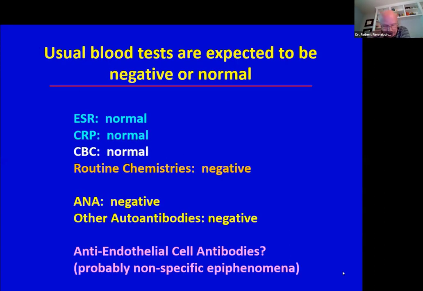Usual blood testing is not very helpful in the evaluation of Susac syndrome. There's usually no evidence of systemic inflammation because this is not a systemic inflammatory disease process. Accordingly, the SED rate, the CRP, and the CBC are expected to be normal. Anti-endothelial cell antibodies have frequently been demonstrated in patients with Susac syndrome, but this probably represents a non-specific epiphenomenon and is not particularly helpful.